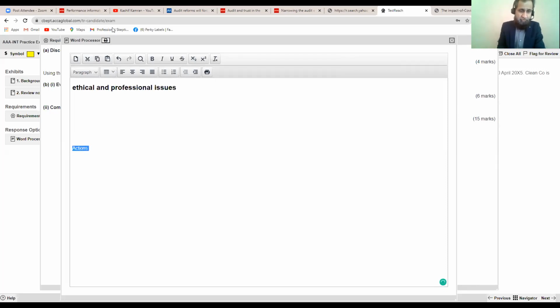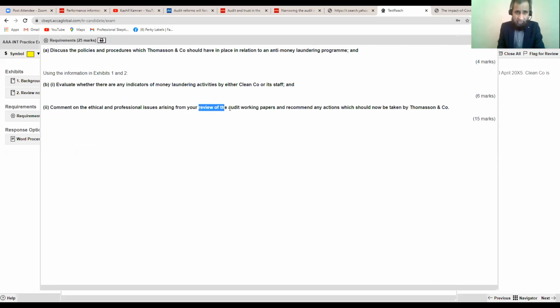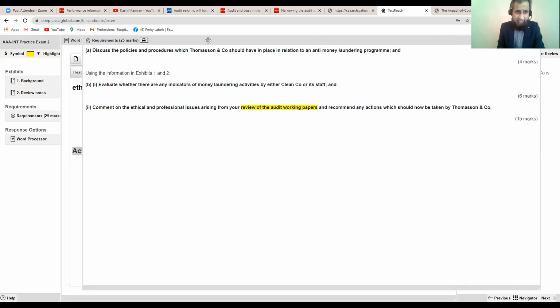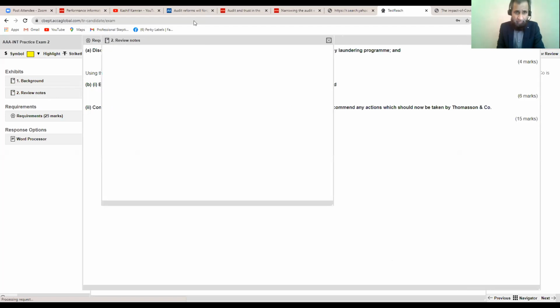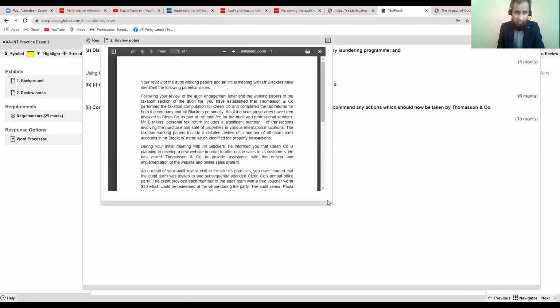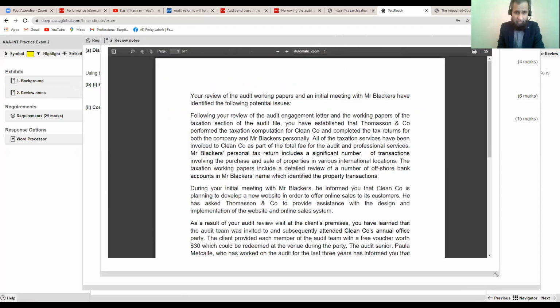And I'll just read the case quickly. I'll go to the case, review of the working papers. The examiner was saying review of the working papers, try to find the ethical and professional issues. So I'll go back to the case. I'll see where is the review of the working papers. Right here is the review notes. So I'll open the review notes. This is the review of the working paper in front of your screen now. See, this is the review of the working papers, right?